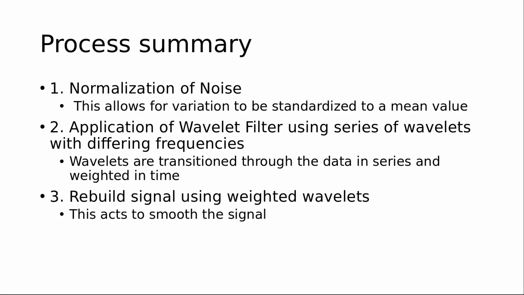The process summary. The first step is normalization of noise, and this allows the variation to be standardized to a mean value and essentially allows you to look at the IQR appropriately. The application of the wavelet filter uses a series of wavelets with differing frequencies. And again, the wavelets themselves don't have differing frequencies. The data has been reacquired, if you will, scaled by a factor of 2, which changes the wavelet frequency inherently. And then the wavelets are moved throughout that. And then the wavelets are weighted, put through that, and multiplied, and then you actually rebuild the signal through that.